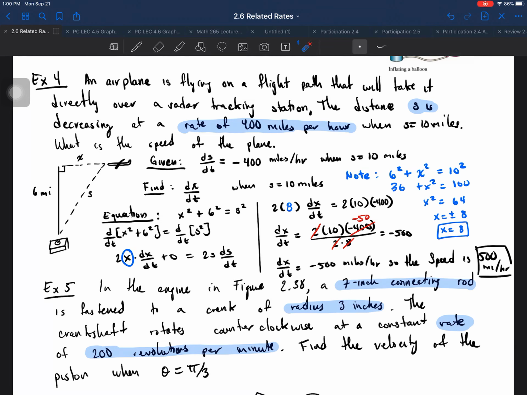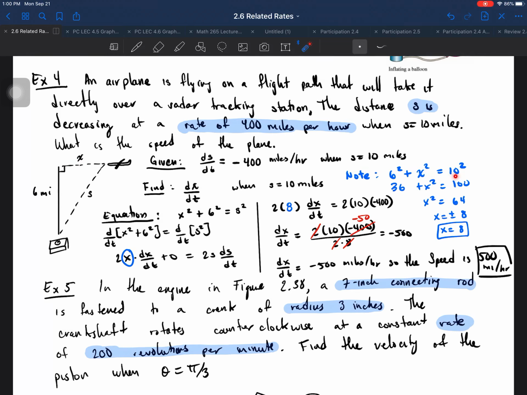We know, well, actually, let's see, we have everything we need, right? We know we're looking for this. We know what S is, that's 10 miles, and we know what ds/dt is. What we don't know is X. So how are we going to find X? Well, in that moment when you have 10 miles, that gives you enough information to find the appropriate value of X. Whenever this is 10 miles, can we find what X is?